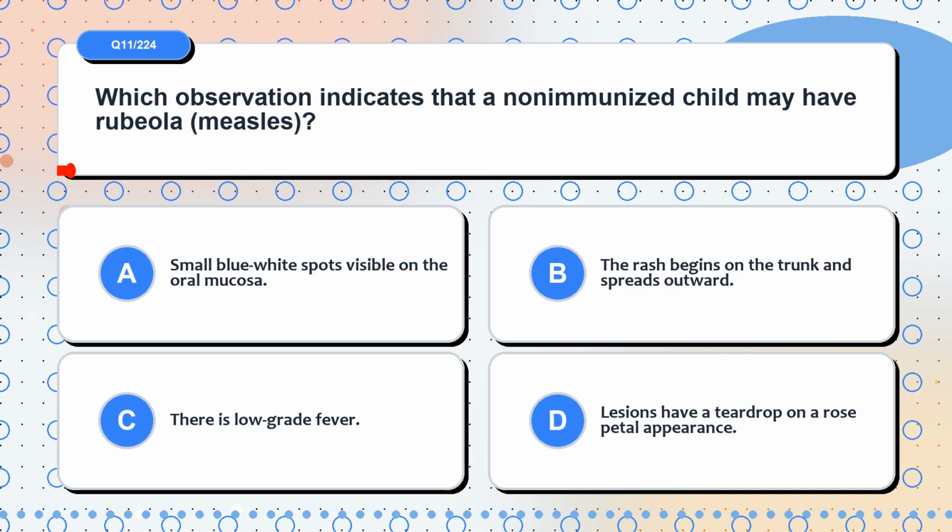Question 11. Which observation indicates that a non-immunized child may have rubeola, measles? Here are the options. Option A. Small blue-white spots visible on the oral mucosa. Option B. The rash begins on the trunk and spreads outward. Option C. There is low-grade fever. Option D. Lesions have a teardrop on a rose petal appearance.